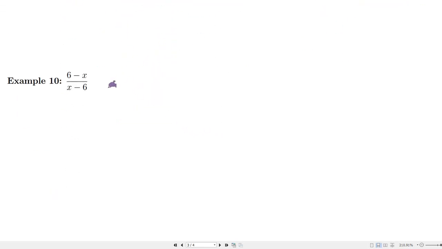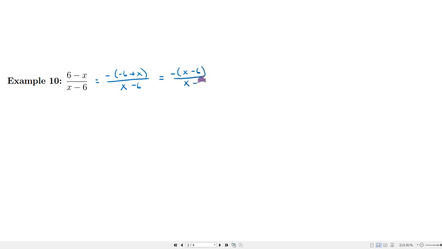For this next example, I just want to show you how you can manipulate things a little bit with negatives. So notice that I have 6 minus x divided by x minus 6. So these are very similar, the numerator and denominator, except they differ by a negative. So what happens if I factor a negative out of the numerator? If I factor a negative, then I get negative 6, right? And then I will get plus x. Denominator stays the same, x minus 6. And then look at what we have up here. Negative 6 plus x is the same as x minus 6.